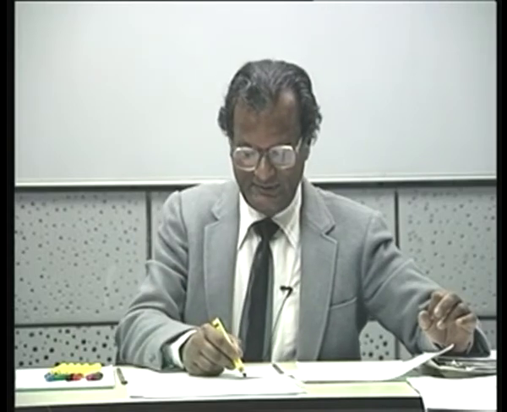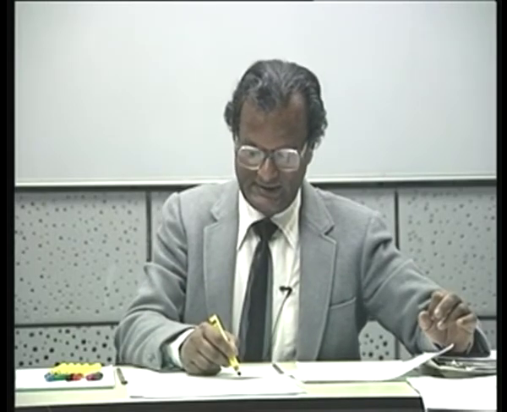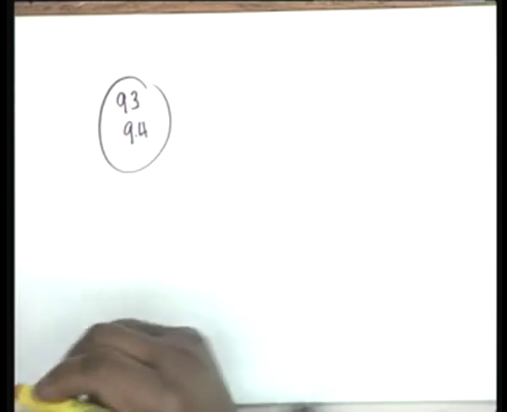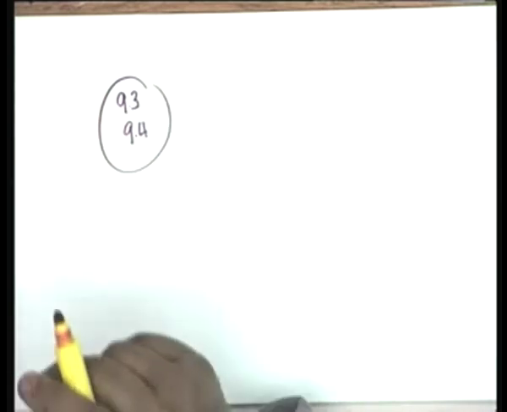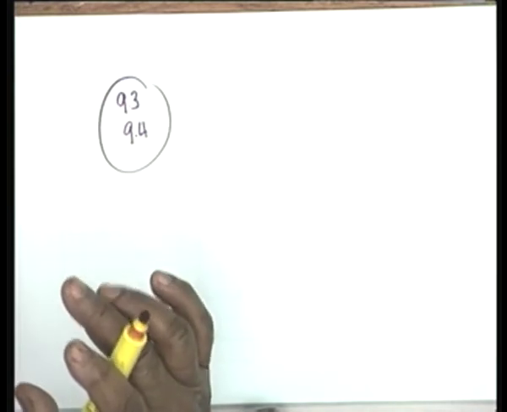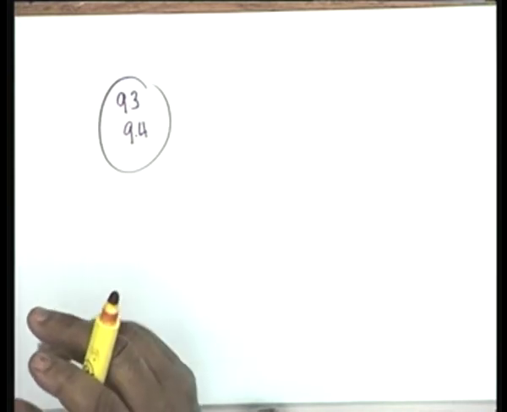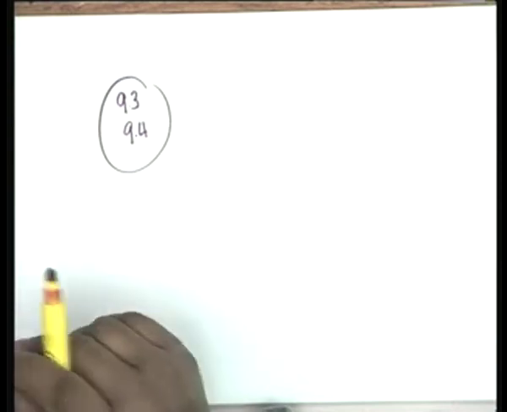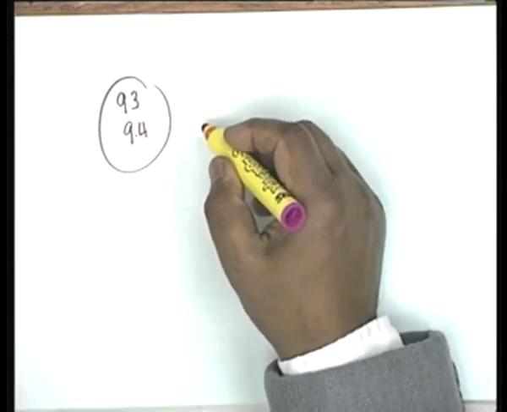9.3 and 9.4 are very interesting examples, and I want you to do this yourself. Very interesting example, very simple, but you have to find out how to proceed. You have to figure out. So we will not discuss this. We will go to 9.5.